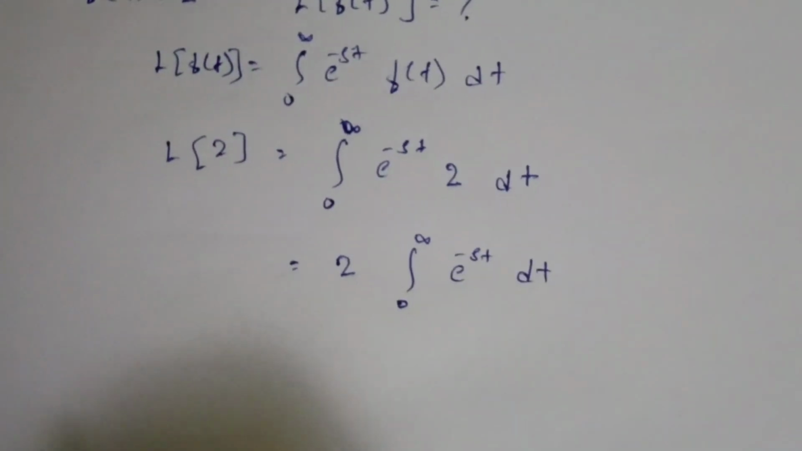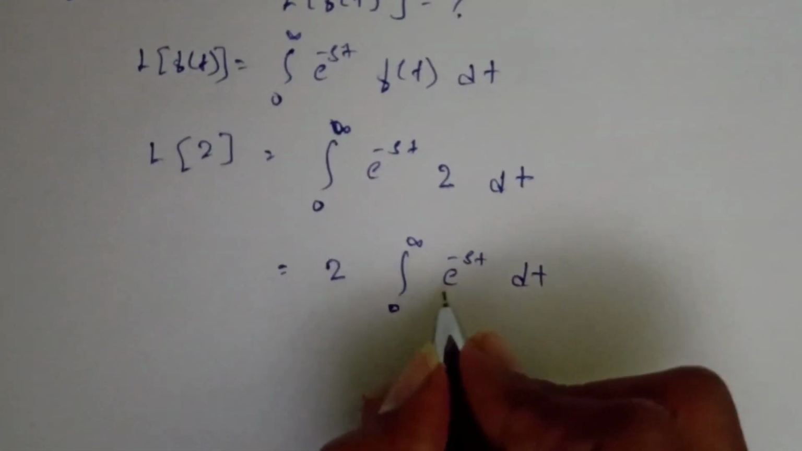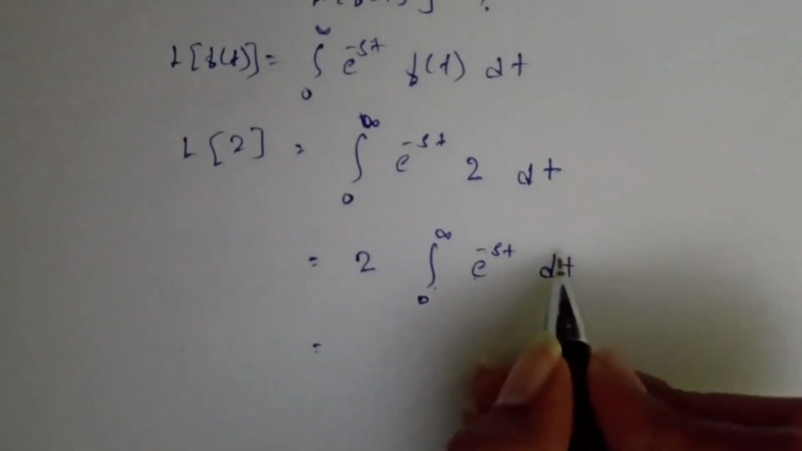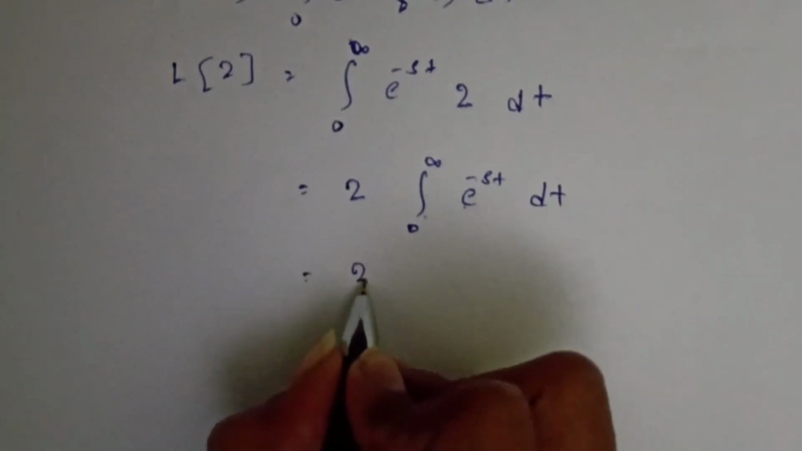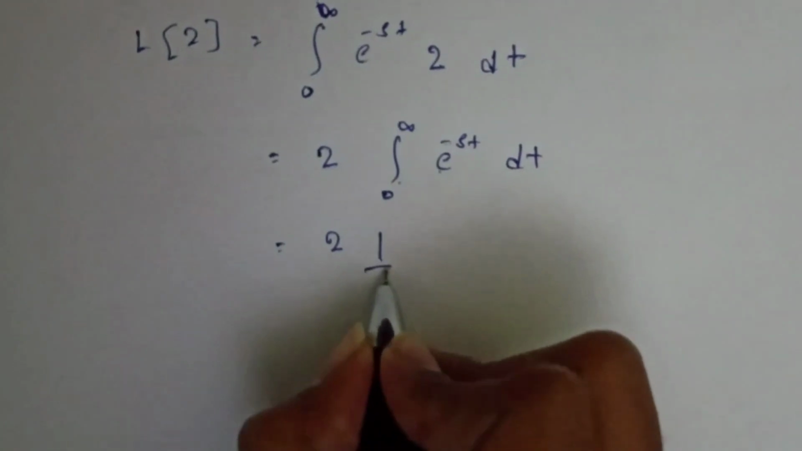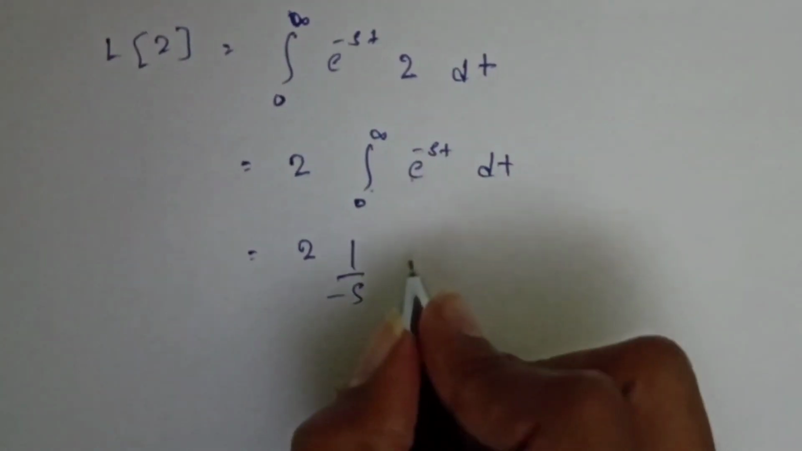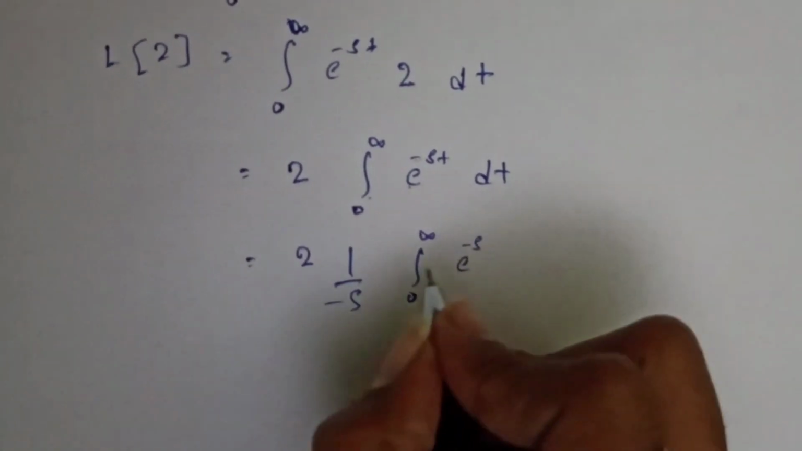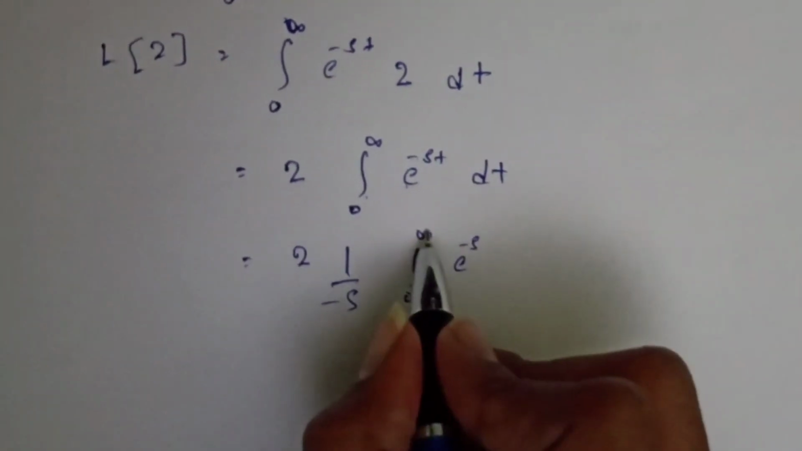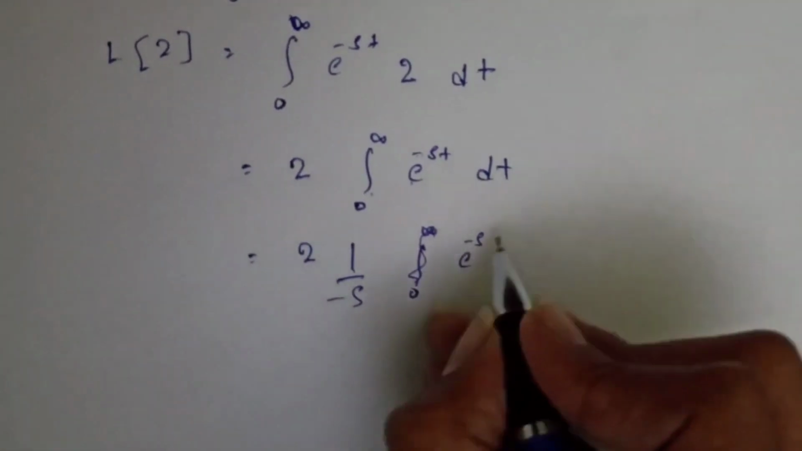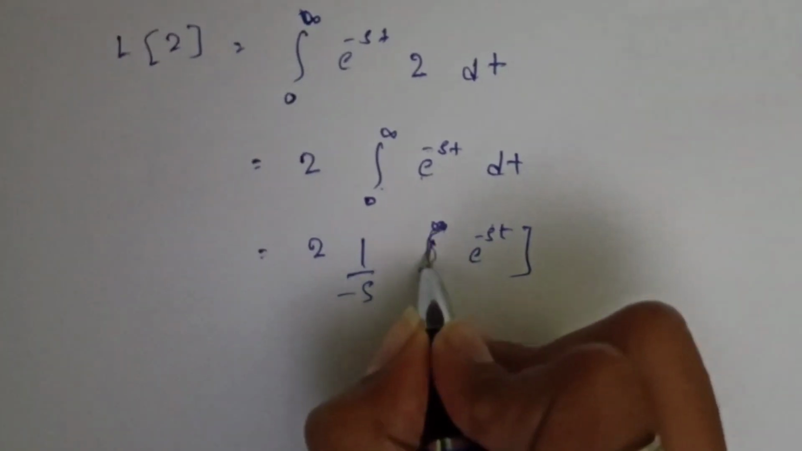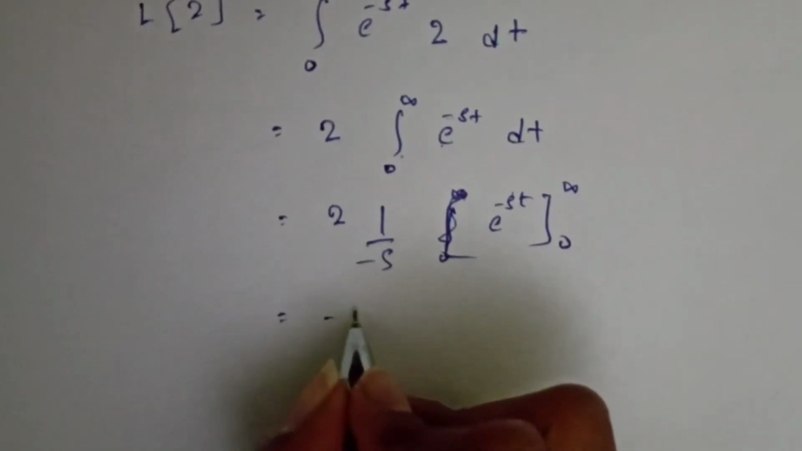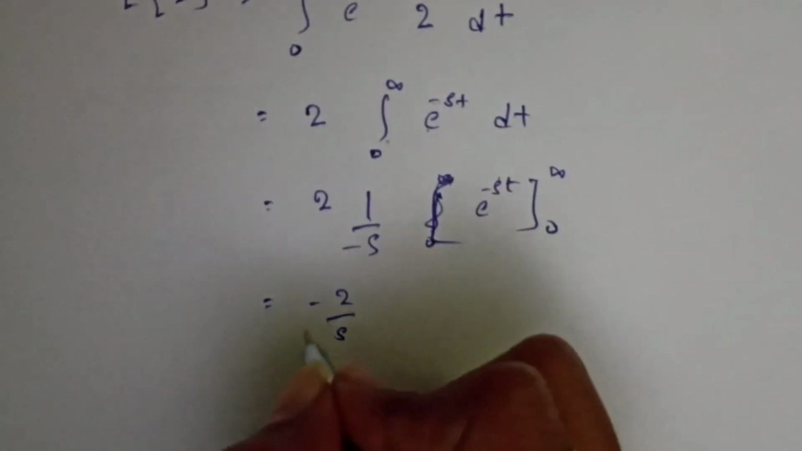As we did in the previous problem, it is the same. So we just apply integration of e raised to minus st. So 2 into it becomes minus 1 by s. We need to apply integration, right? So 1 by s into e to the power minus st from 0 to infinity. So it becomes minus 2 by s. I'm just simplifying and writing it in a neat manner.